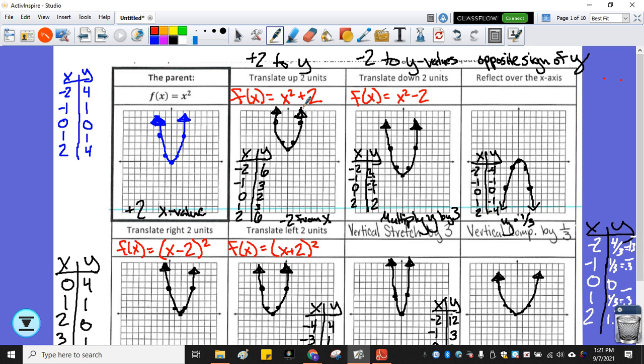So outside my parentheses, outside my squared, plus 2 is up. Down 2 is negative. Right 2 is inside. And then vertical stretch is in front of. That's the A of your equation.